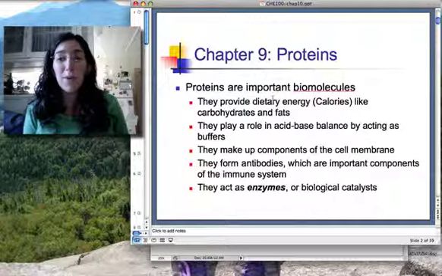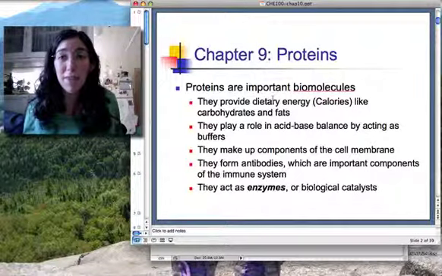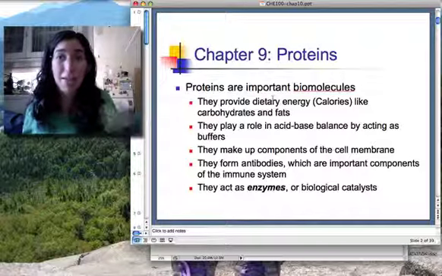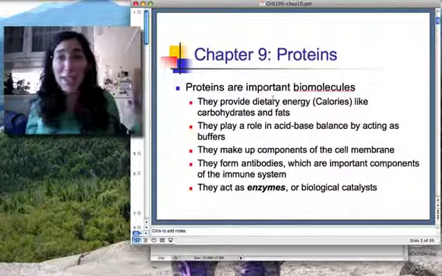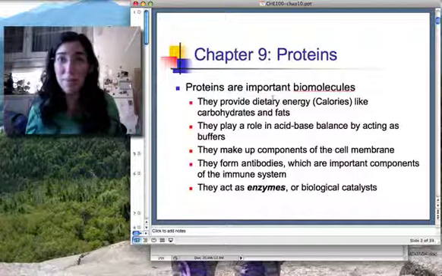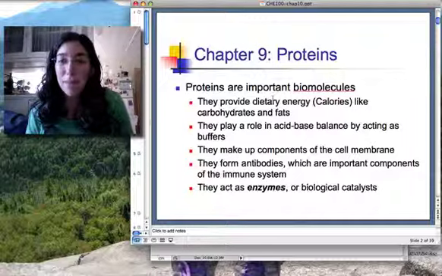Proteins are important for playing roles in acid-base balance. We touched on this a little bit in Chapter 8 at the end. Because they have an acid and a base. The amino group is a base. The carboxylic acid group is an acid, so they're like natural buffers. They are their own acid-base, conjugate acid-base system in a way.